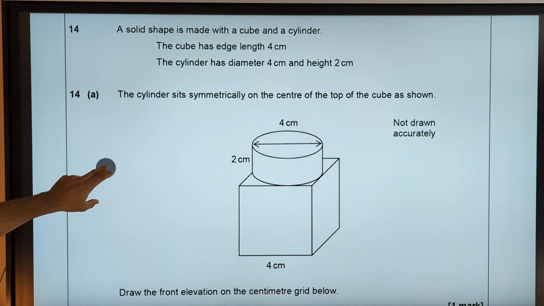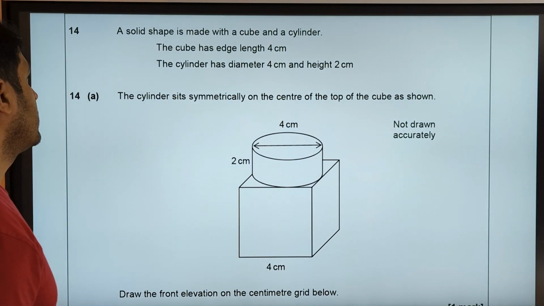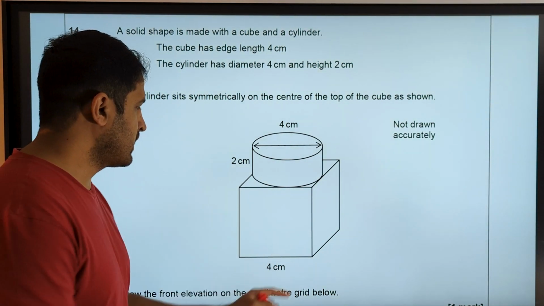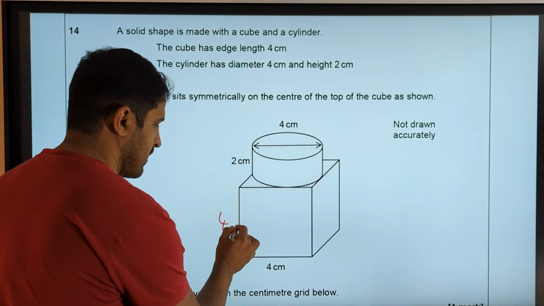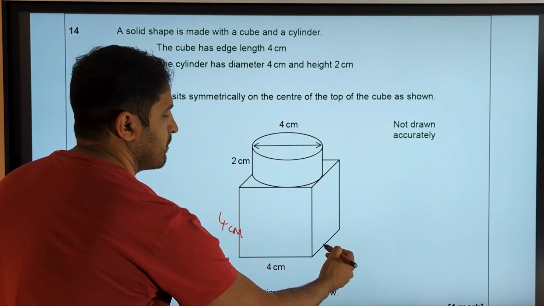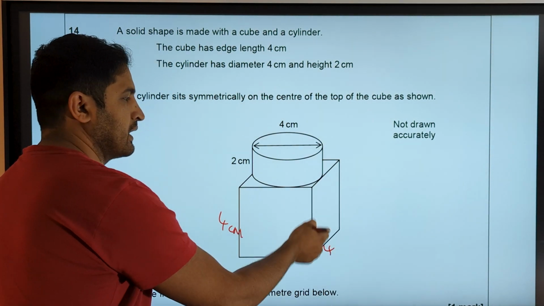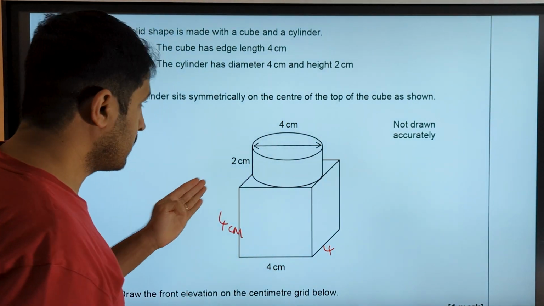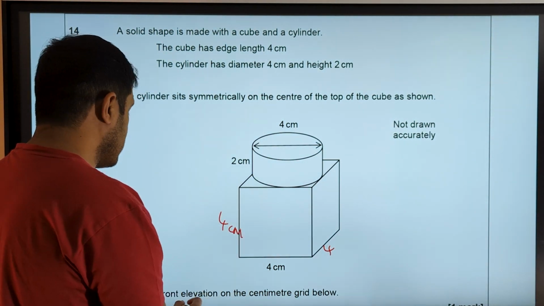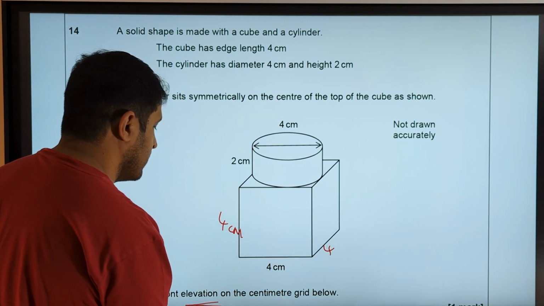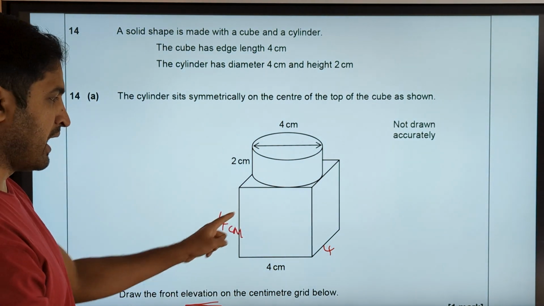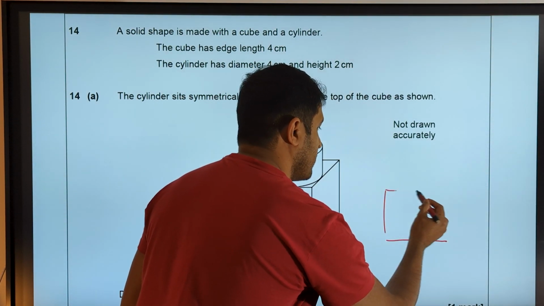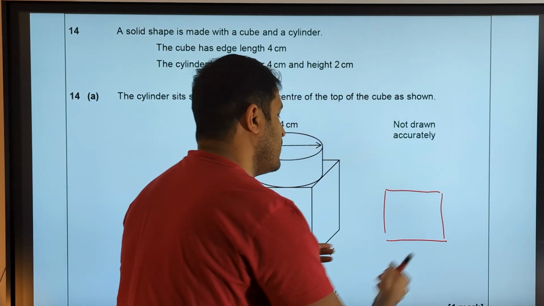Question 14. A solid shape is made with a cube. So that's a cube 4 centimeters by 4 centimeters, and that length there would be 4 as well, which is why it's a cube. And it has a cylinder on the top. For the front elevation, what does it look like from the front? From the front, I'll be able to see this 4 by 4 square, because I won't be able to see the depth of it.